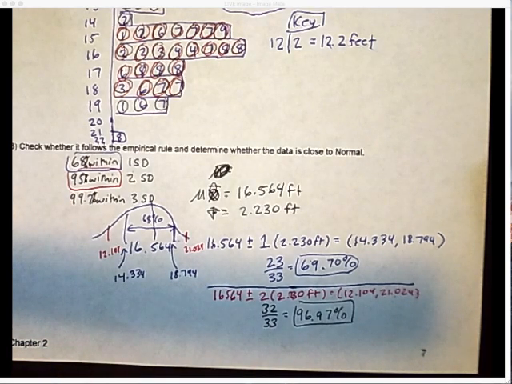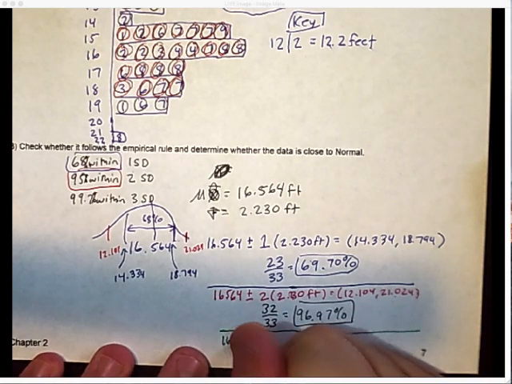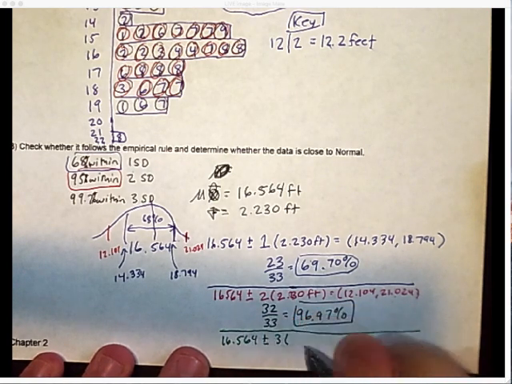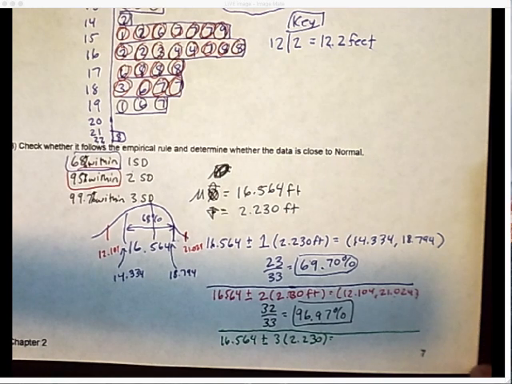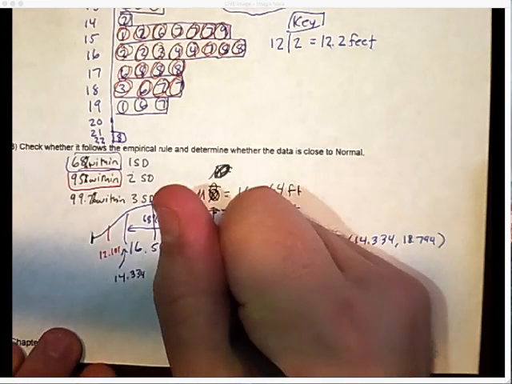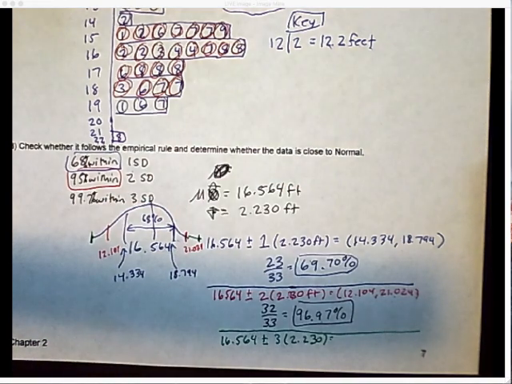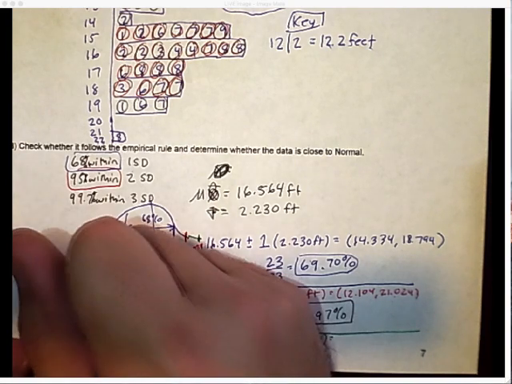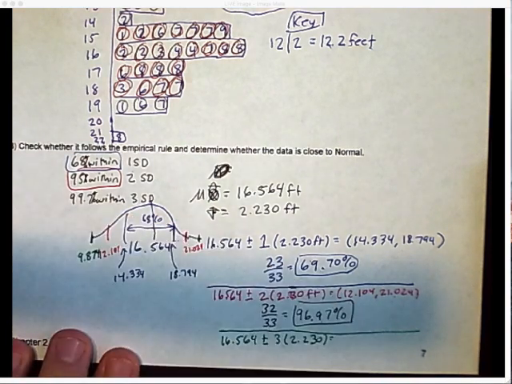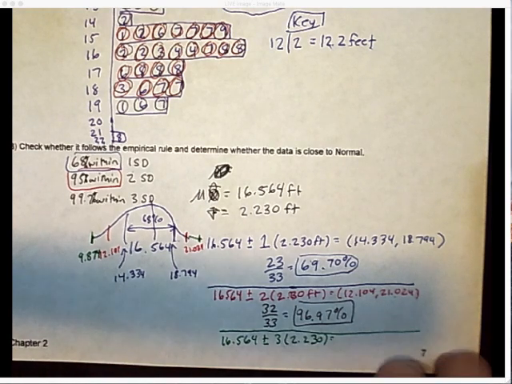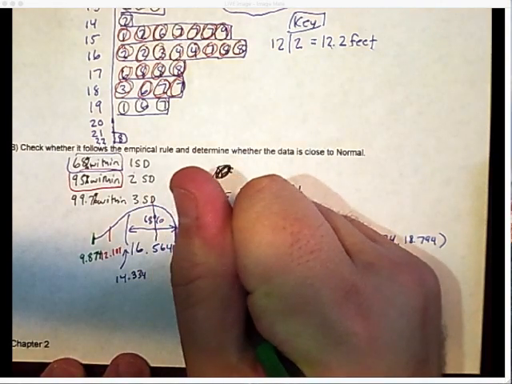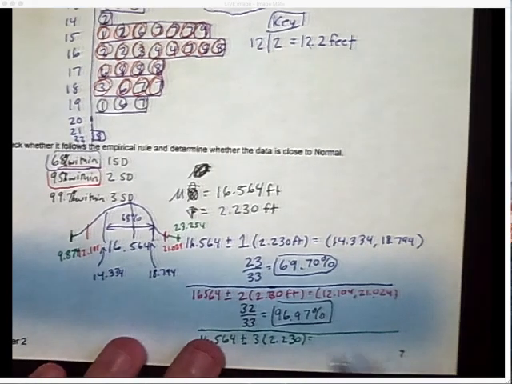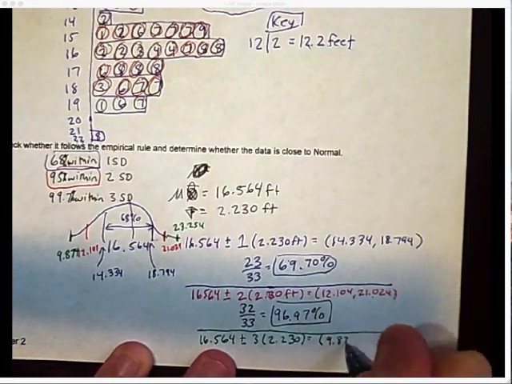And what about if we go out to 3 standard deviations? 16.564 plus or minus 3 times 2.230. Do the bottom one first. If this curve was normal, it would go down to 9.874, and it would go up to 23.254. All right, so these numbers go from 9.874 to 23.254.